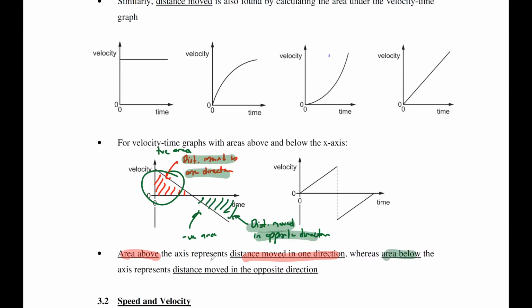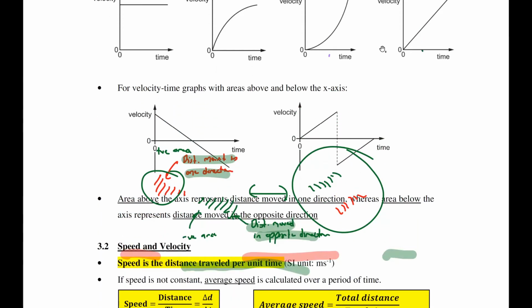Okay, so I already rotated that. Area below your axis actually represents distance moved in the opposite direction. The same case can also be said for the second diagram over here. Okay, this is distance moved in one direction, and then this one is distance moved in the opposite direction. So that is that. Okay, then this is just for distance and displacement.